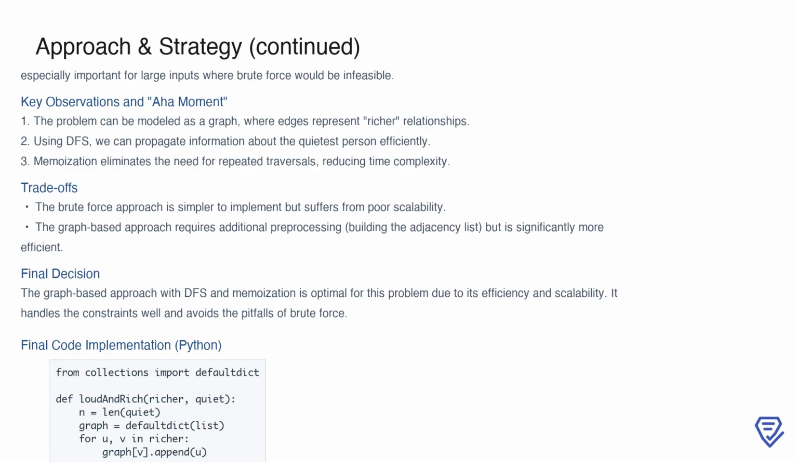When comparing trade-offs, the brute force method is easier to implement but lacks scalability, making it unsuitable for larger datasets. On the other hand, the graph-based approach requires pre-processing to build the adjacency list, but its efficiency makes it the clear choice for this problem. Ultimately, this strategy not only meets the constraints of the problem but also ensures optimal performance. The final implementation uses DFS with memoization to achieve the desired results.